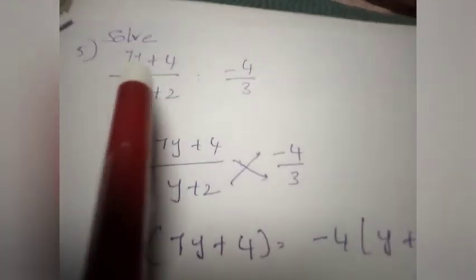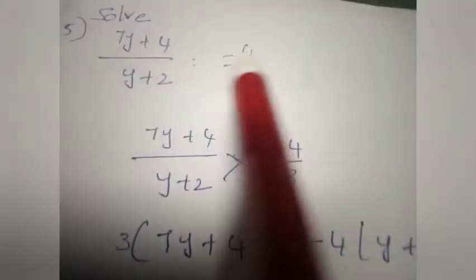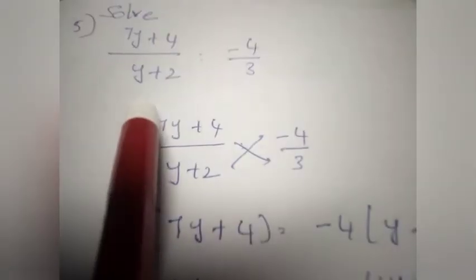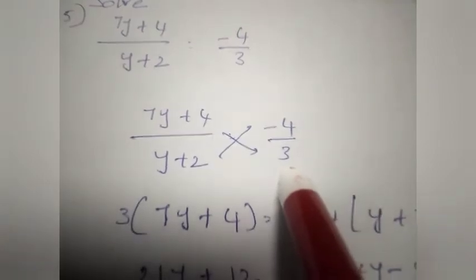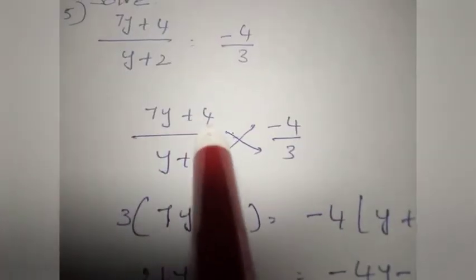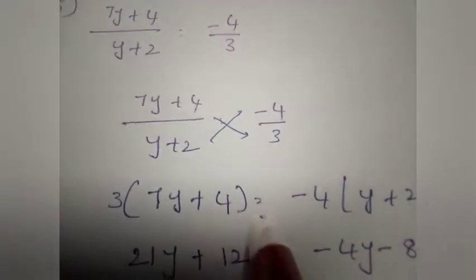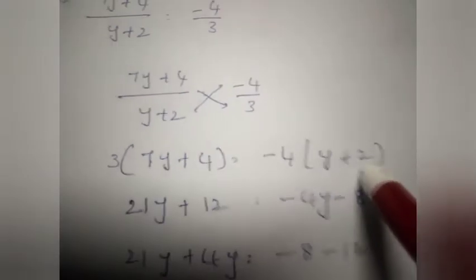Next, fifth problem. Solve 7y plus 4 by y plus 2 is equal to minus 4 by 3. Here also we have to find the value of y because y is the variable here. And by cross multiplication means we have to multiply crosswise, that is 3 into 7y plus 4 is equal to minus 4 into y plus 2.